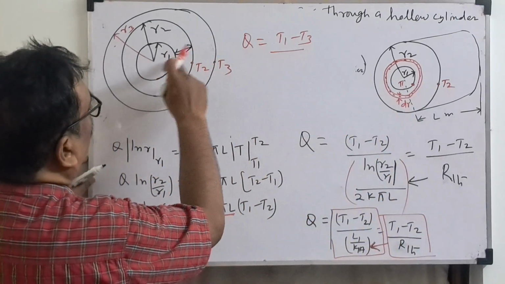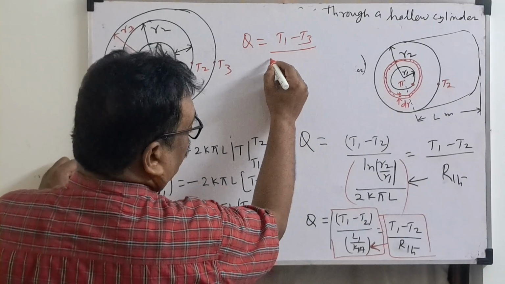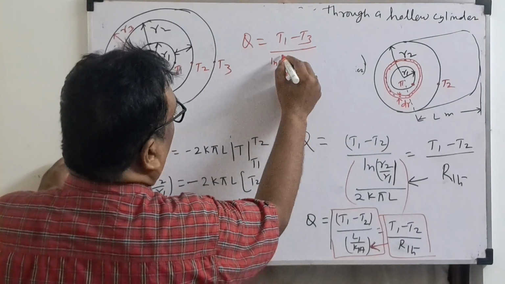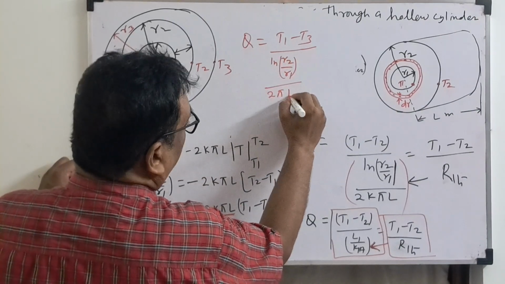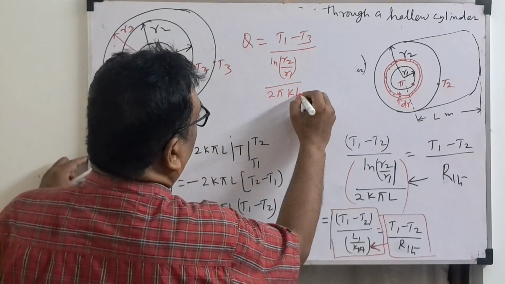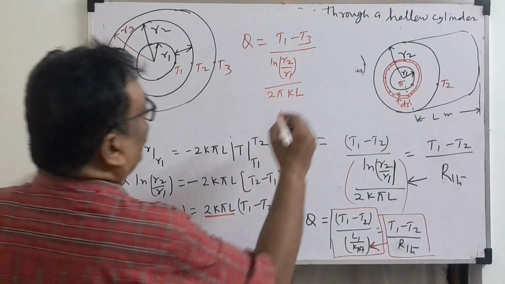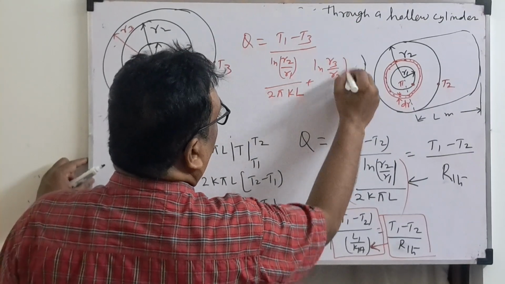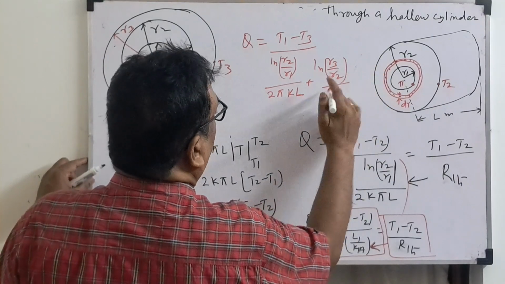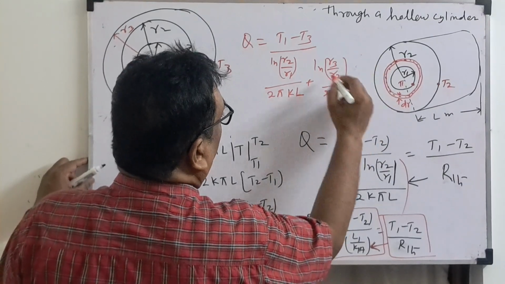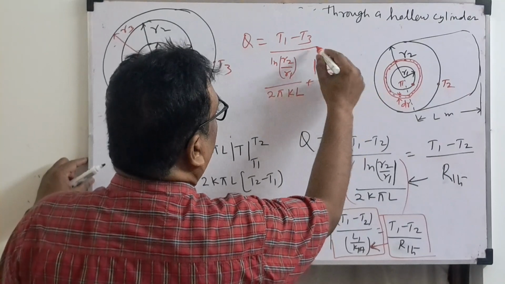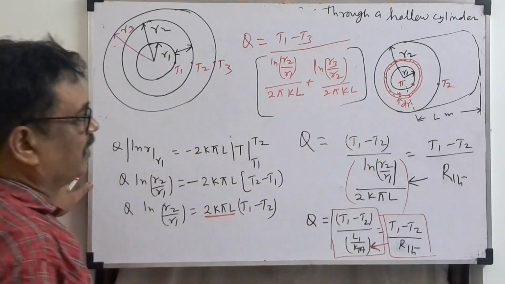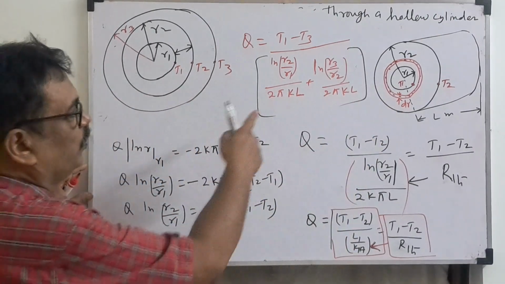Now here, 1 and 2, 3 layer. What we write here? Thermal resistance, where ln R2 by R1 for the first one, 2 pi KL, plus ln R3 by R2 divided by 2 pi KL. See, this is the formula for that. If it is a concentric sphere or hollow cylinder, 2 will be there.